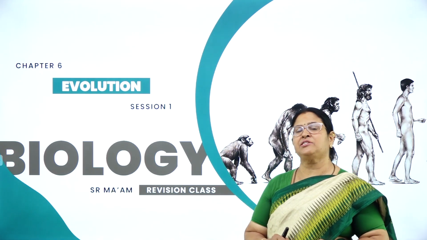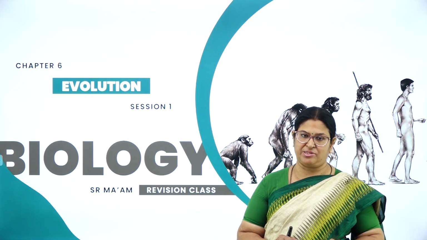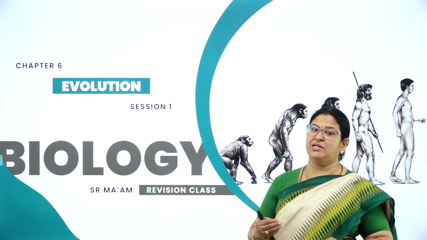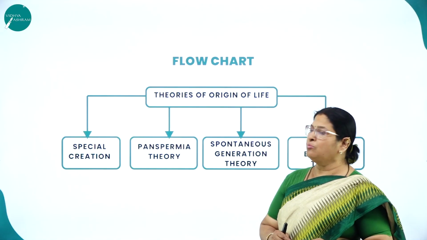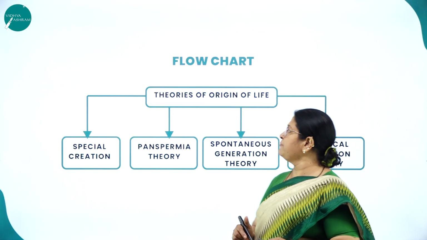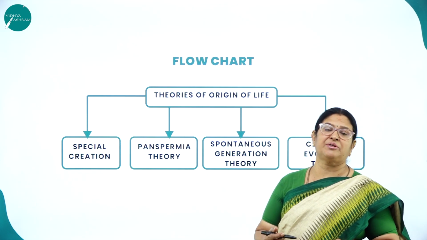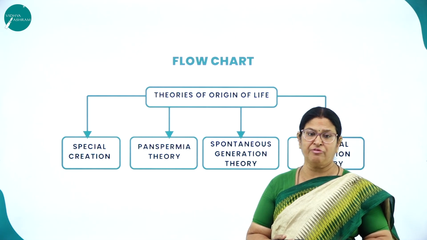So this particular chapter called Evolution has a weightage of 8 marks. So what are all the important questions and concepts of this chapter that might be asked? Moving on to the flow chart. Here you can see, what is evolution? Evolution is nothing but the gradual changes that have taken place in animals in due course of time.